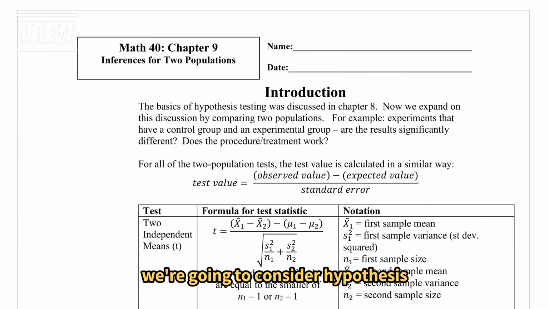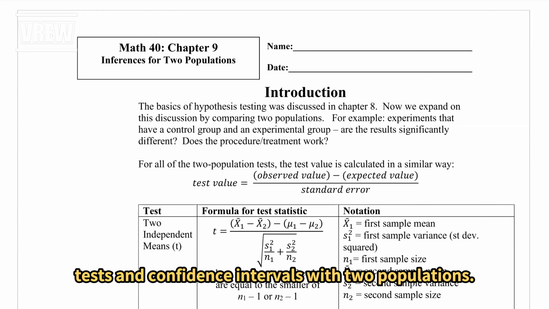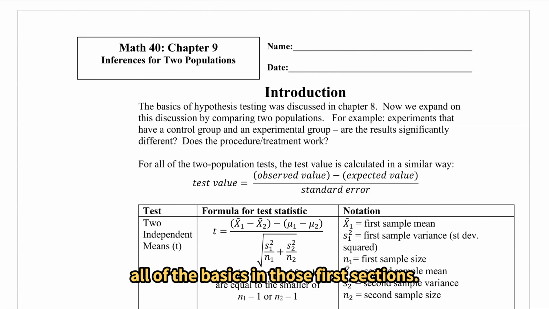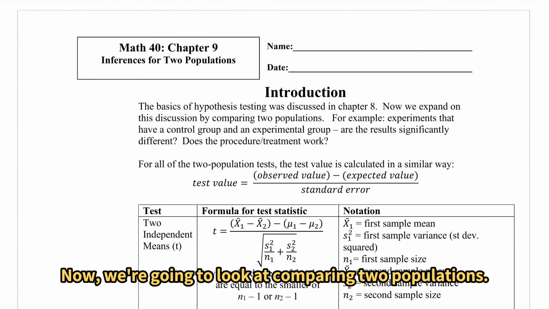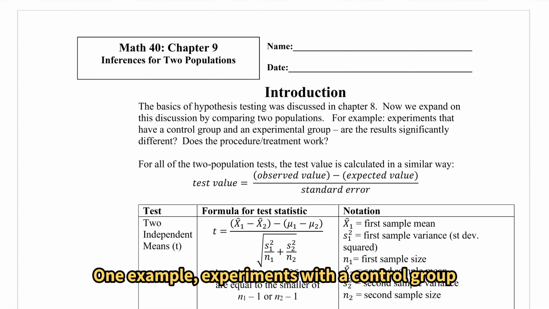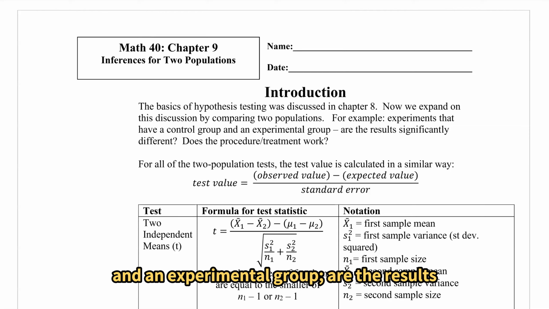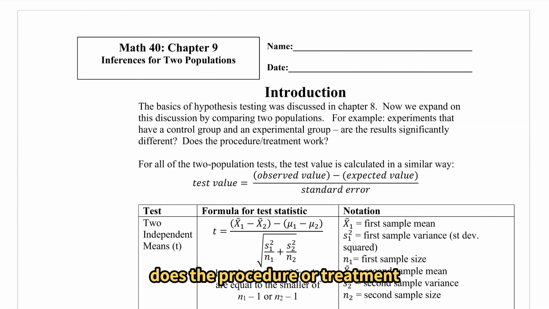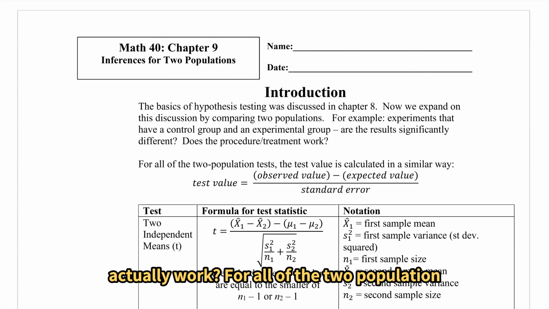In this lesson, we're going to consider hypothesis tests and confidence intervals with two populations. We discussed hypothesis testing in Chapter 8, all of the basics in those first sections. Now we're going to look at comparing two populations. One example, experiments with a control group and an experimental group. Are the results significantly different? Or, a better question that's exactly related to that, does the procedure or treatment actually work?